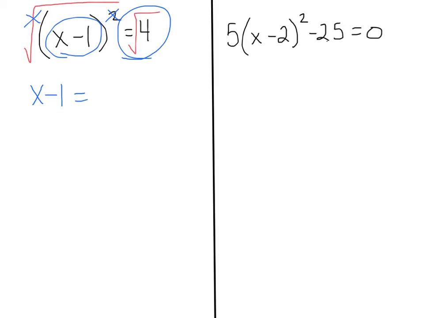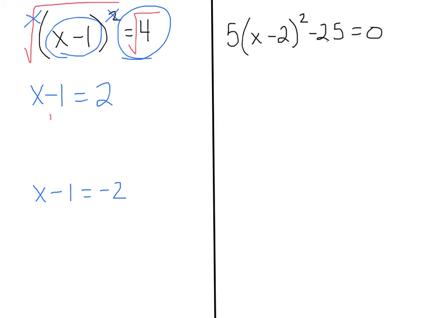Well, there's 2 square root of 4. The square root of 4 equals 2, but it also equals negative 2, so I need to write 2 equations. x minus 1 equals 2, and x minus 1 equals negative 2. So notice I wrote x minus 1 here and here because the square root of 4 is 2, and the square root of 4 is also negative 2. And now I just need to solve each of these equations.